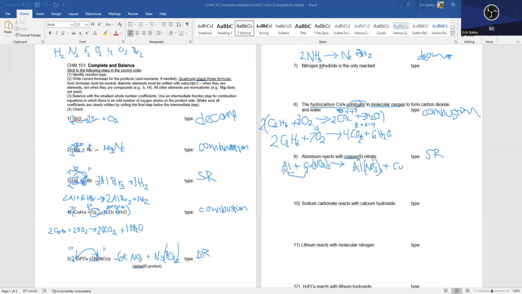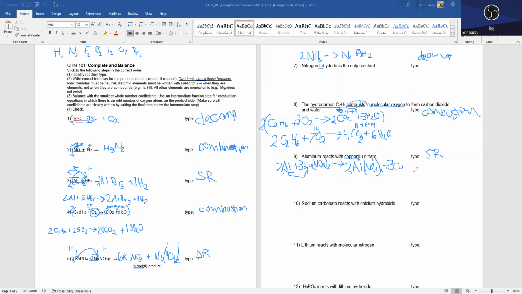Now I have Al(NO3)3 plus copper. Well, I see that these are in conflict because there's 3 nitrates over here, and there's only 2 nitrates over here. So I'm going to flip them. I'm going to put the coefficient 3 over here, and the coefficient 2 over here, so it makes it 6. Now I see that this has made 3 coppers over here on this side, so I have to even it out on this side, so I put 3. That also means I've made 2 aluminums over here, so I've got to put 2 aluminums over there.